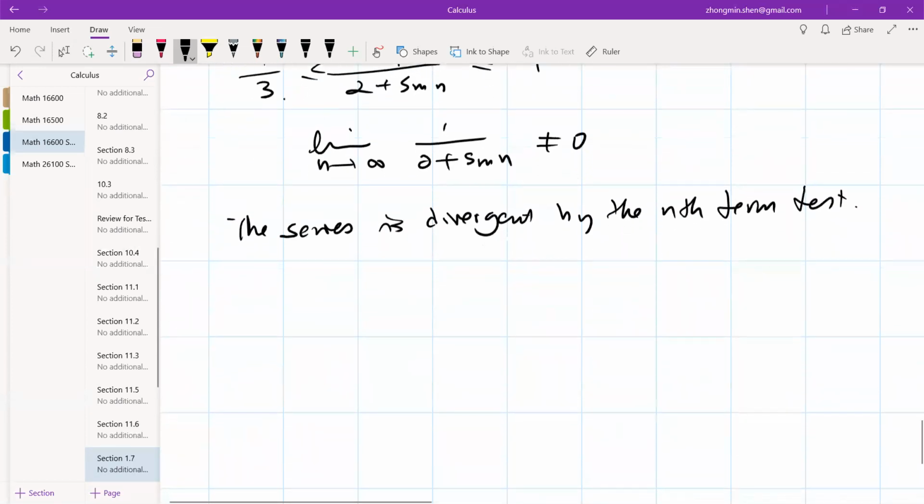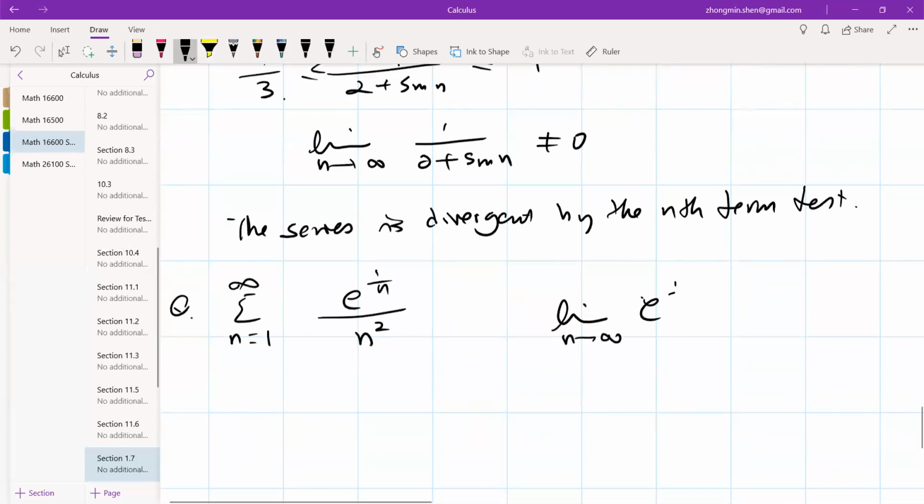Okay, so how about this next series? e to the 1 over n, over n squared. When you look at this, you should know that the limit of e to the 1 over n is going to be e to the 0, which is 1. So the numerator is almost equal to 1, but the denominator is n squared. So clearly, it is going to be convergent.